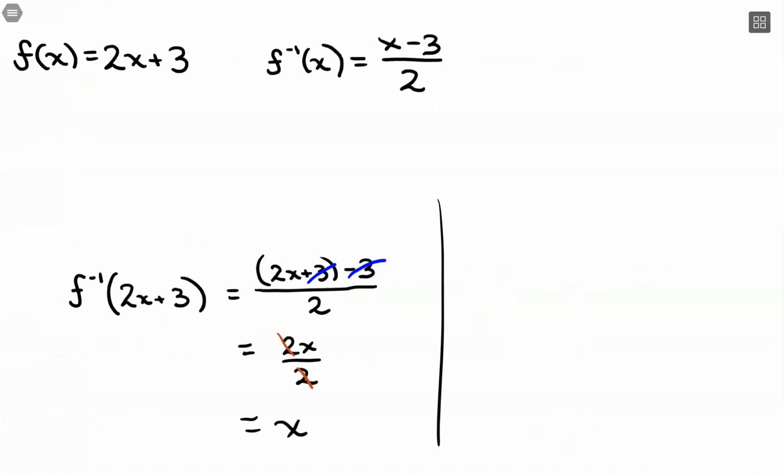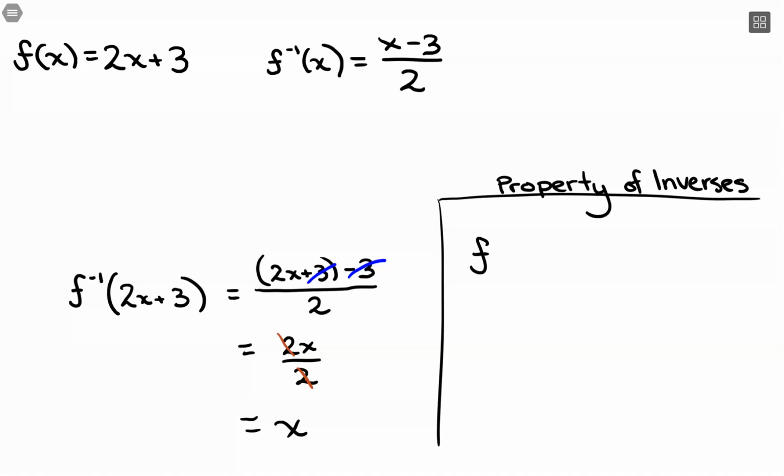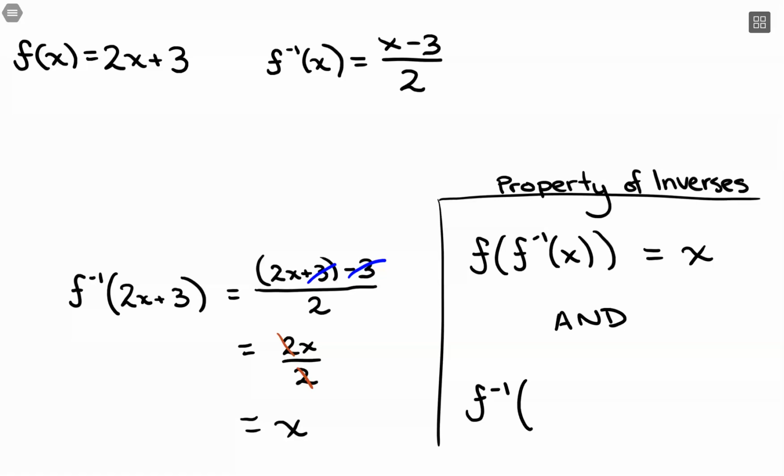So this is a way that we can check whether or not we have the correct inverse function, or just whether or not two functions are inverses of each other. And that's that if you take f of the inverse function, that should equal x, and it should work for both of them. It has to work for both of them. If we take the inverse function of f of x, that should also equal x.